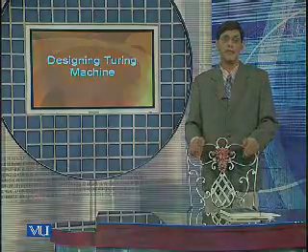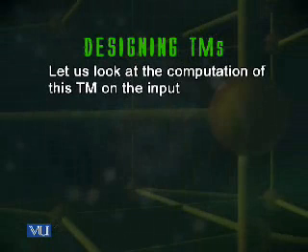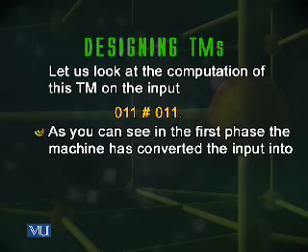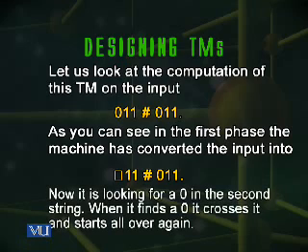Let us now look at what this Turing machine will do if it were given a specific input. Let's look at the behavior of this Turing machine on the input 011 hash 011. As you can see, the first phase of this machine will convert this input into blank 11 hash sign 011. It'll just change the first symbol to a blank, thereby marking the left end of the input. Now the machine starts looking for a 0 in the second string. When it finds a 0, it crosses it and starts all over again.